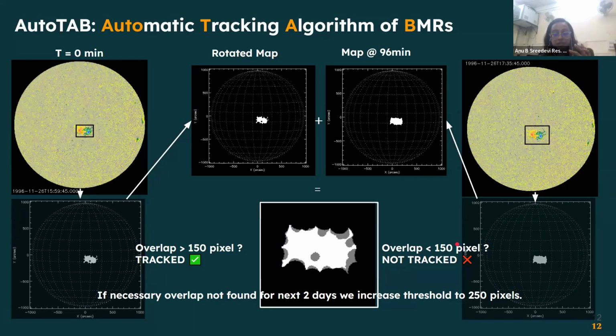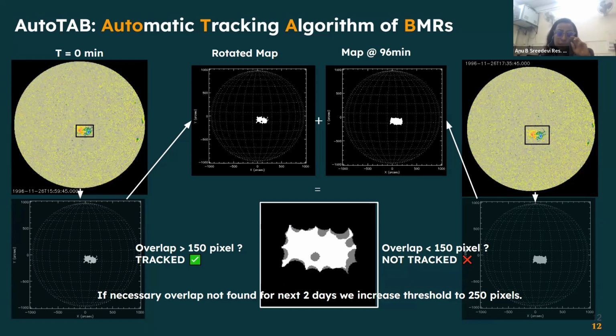Now, we do it for the whole tracking period, where we collected all of the binary maps. And consequently, if I'm not seeing the overlap condition satisfied for the next 2 days, that means 30 observations, then I increase the overlapping threshold to 250 pixels to make sure that we are tracking the intended BMR.